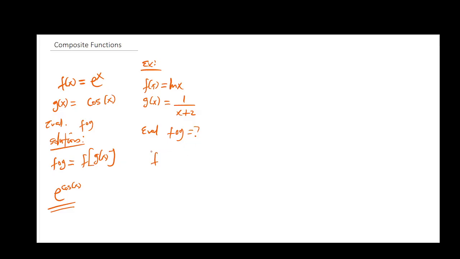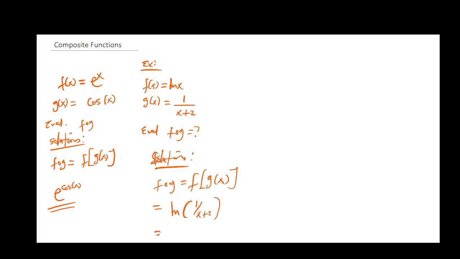So f of g is f of g of x, and which will give us, our f is ln x. So instead of having x, we are going to have g of x, so that it would give us ln of 1 all over x plus 2.